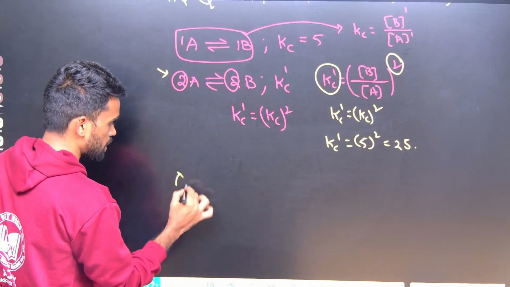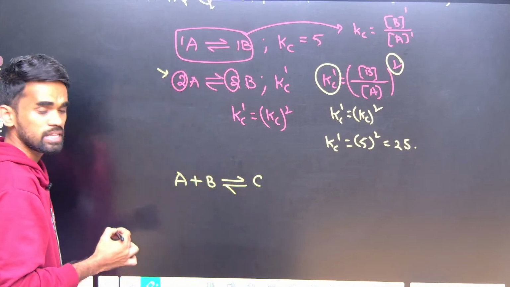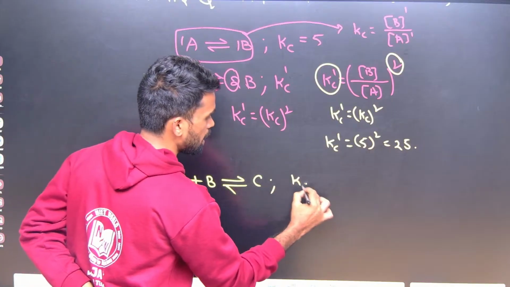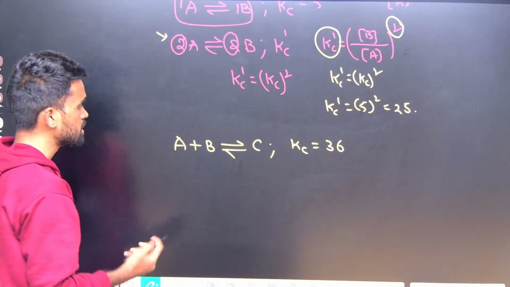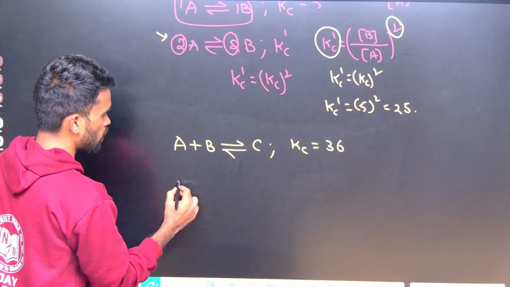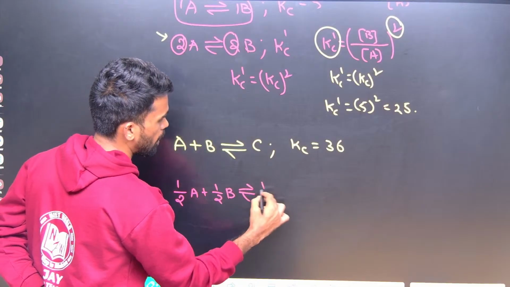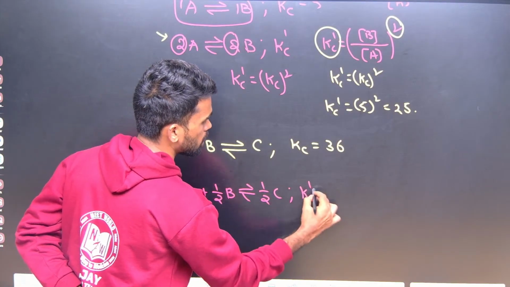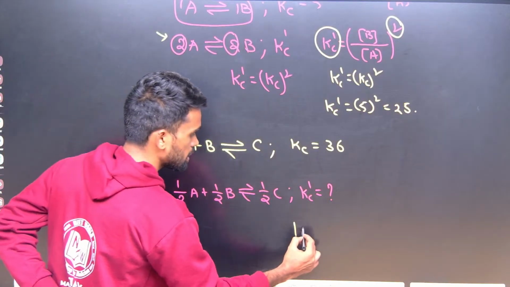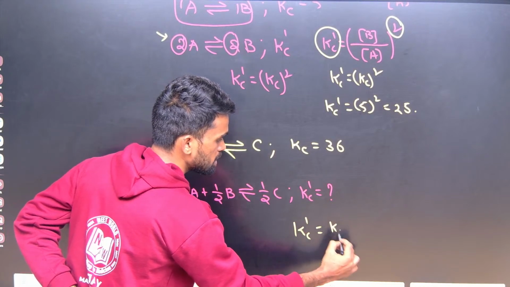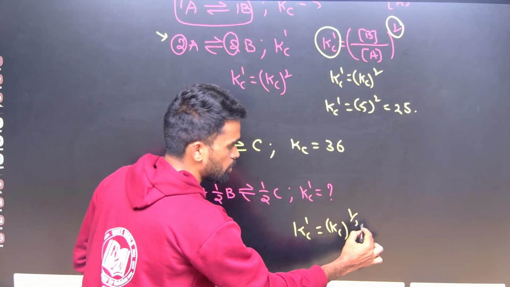I am taking similar reaction A plus B giving rise to some C. Okay, then what you will write? So for this Kc I am saying 36, equilibrium constant is 36. Now what I am doing here is I am dividing this equation with 2. So what I should write? 1 by 2 of A plus 1 by 2 of B giving rise to 1 by 2 of C. Then what is the equilibrium constant value Kc dash for this particular reaction? So simple, what you should do is take Kc dash equals Kc to the power, with what number you have multiplied? 1 by 2 now. So here take that number 1 by 2, that's it.